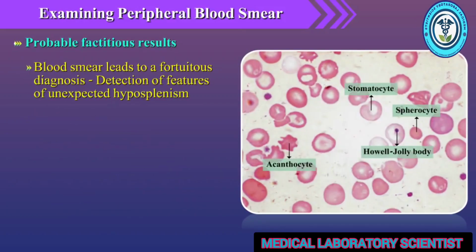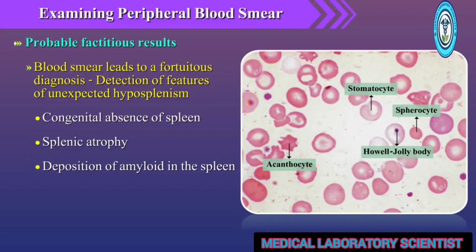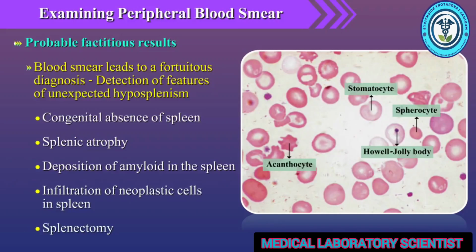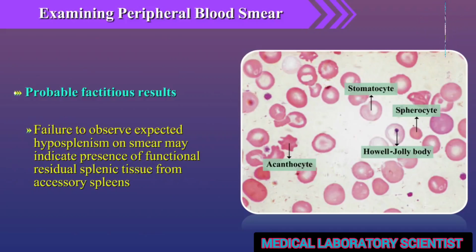Occasionally, blood smear leads to a fortuitous diagnosis that can be very important to the patient, like detection of features of unexplained hyposplenism may suggest a congenital absence of spleen, splenic atrophy, deposition of amyloid in the spleen, infiltration of neoplastic cells in the spleen, or even splenectomy of which patient is unaware. In each case, putting the patient at risk for complications of hyposplenism. Conversely, failure to observe expected hyposplenism on smear may indicate presence of functional residual splenic tissue from accessory spleens.